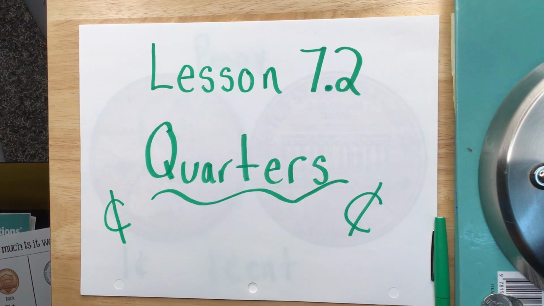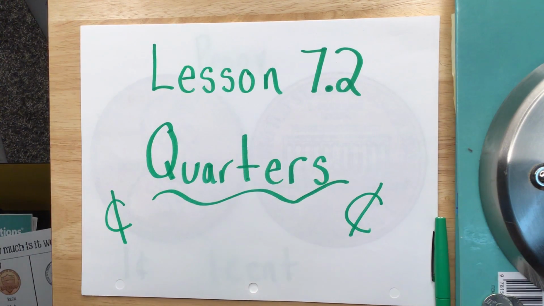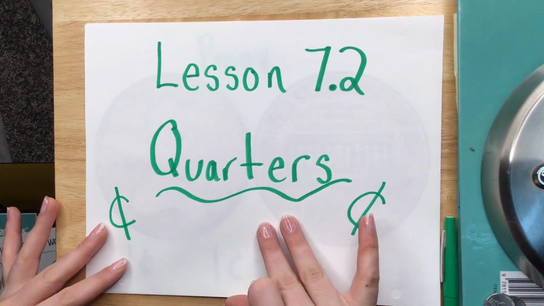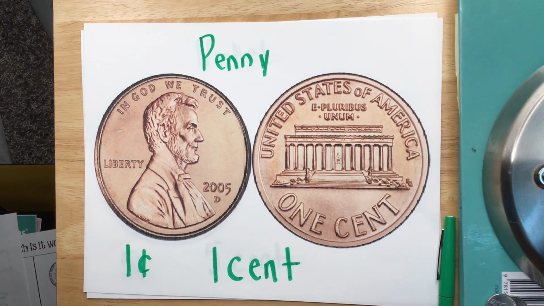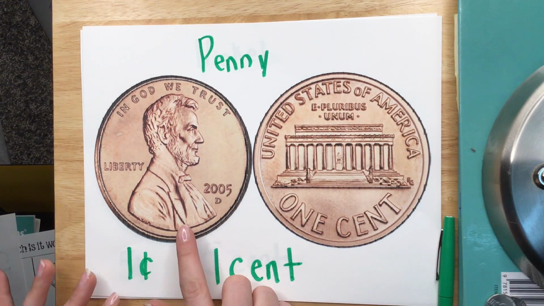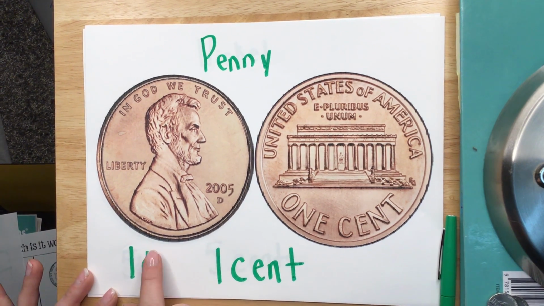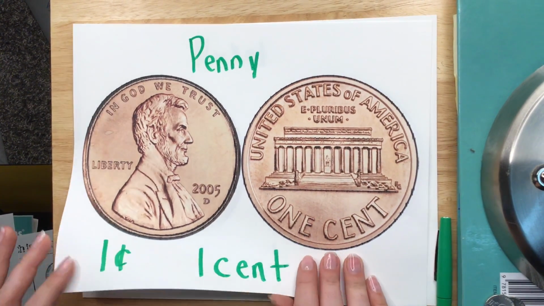Good morning, second grade. Today we are learning about quarters in lesson 7.2 in chapter 7. First I want to review the different types of coins we learned yesterday and then introduce the quarter. So first let's talk about the penny. The penny is worth 1 cent, and this is the front and the back of the penny. We have 1 cent and then 1 with the C and the line right through it to represent 1 cent.